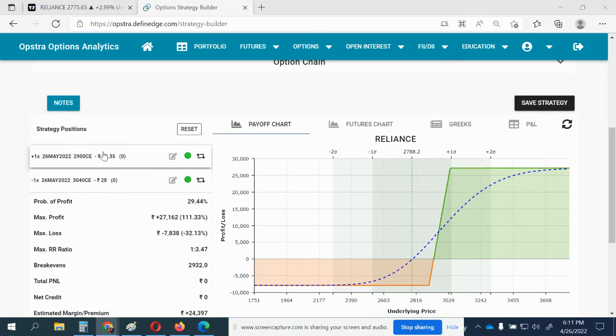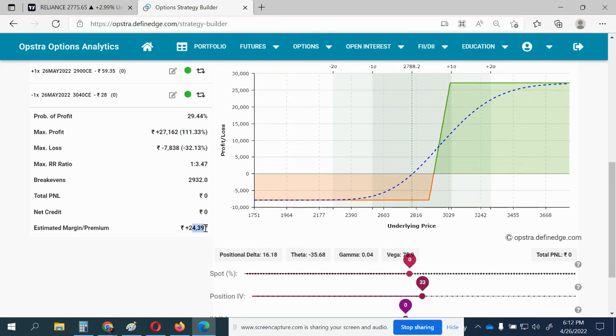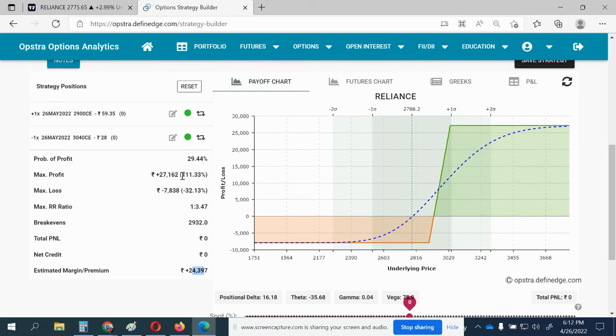So I've deployed a debit spread in Reliance with a bullish view. Look at the profit. The capital required is only 24,000, let's take it as a round figure. And look at the profit potential: almost 110% if your view goes correct. We have almost 32% of loss in case the market goes against your view. Let's talk about this 110% first, and then I'll come to the loss part.